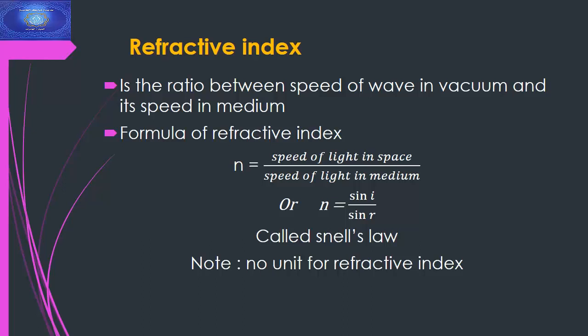So, refractive index can be calculated by the speed of light in space divided by the speed of light in medium, or sin incidence angle divided by sin refracted angle. There is no unit for refractive index. Refractive index has no unit because it equals speed over speed or angle over angle.